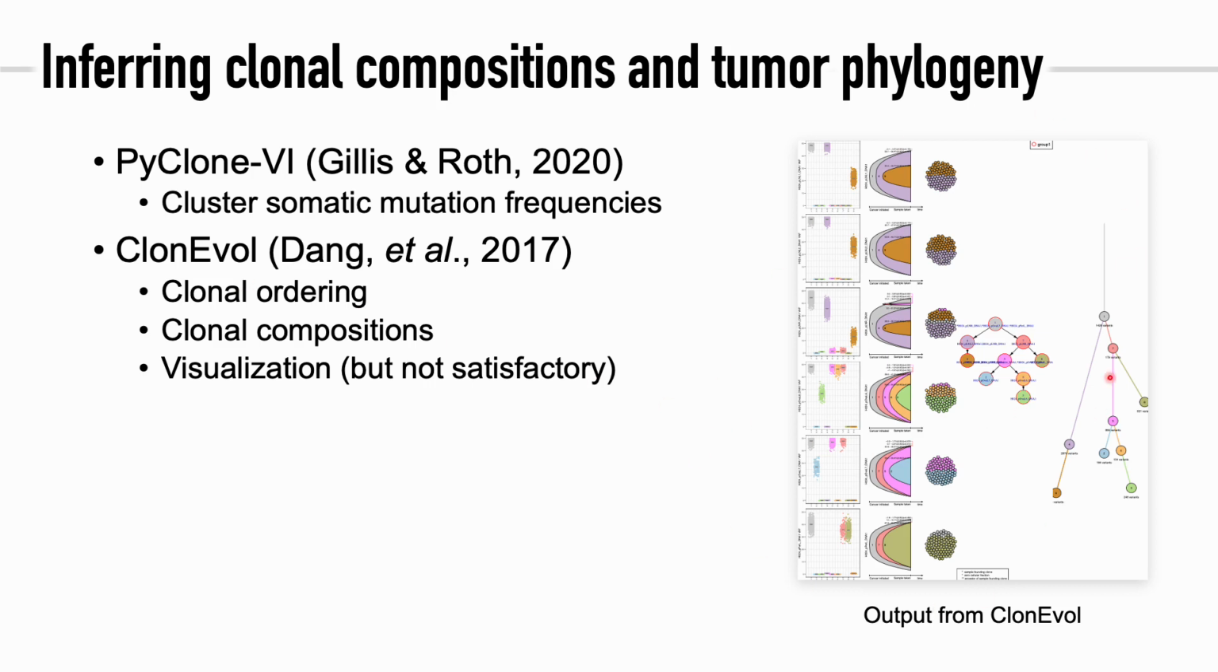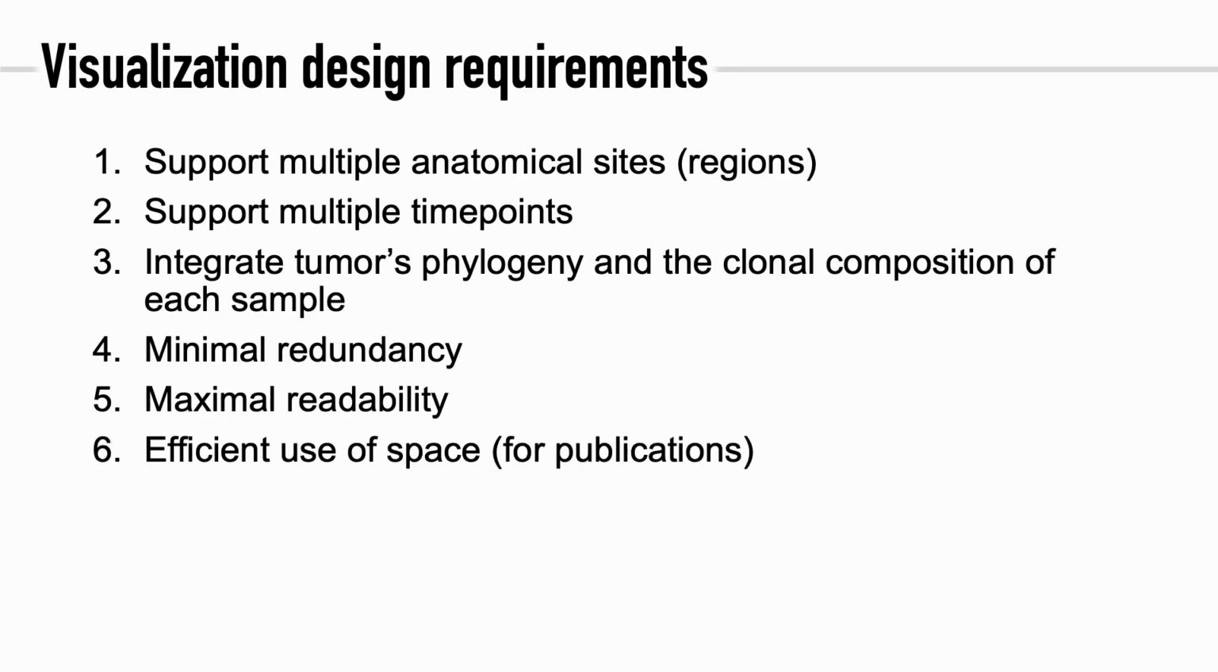CloneEvol also produces a visualization, but it wasn't satisfactory, because an obvious problem is that there's a dendrogram for phylogeny and separate bell plots for each sample. Because of the lack of integration, getting the big picture from this visualization is very difficult. But how to visualize this? There are some existing solutions such as Fishplot and ECCB, but we didn't find them satisfactory.